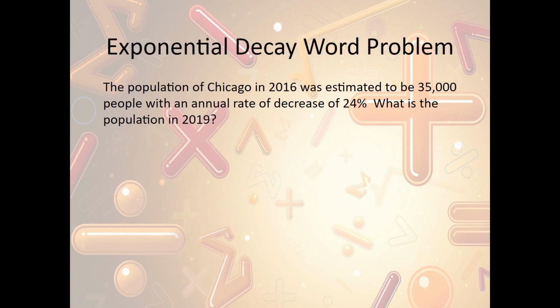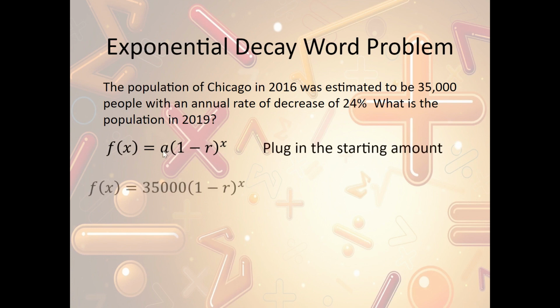Now let's look at exponential decay. So this time the population in Chicago was decreasing by 24%. So we start here with our equation of A times 1 minus r to the x. We know it's minus because we're decreasing. And we're going to plug in the starting amount. The starting amount was 35,000, and that goes in for A.